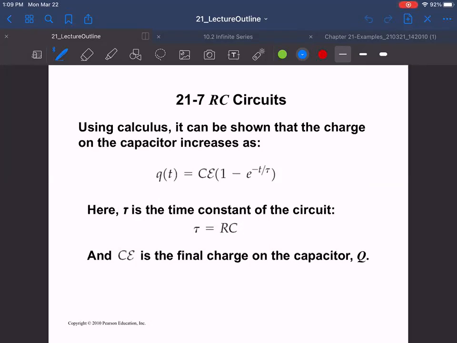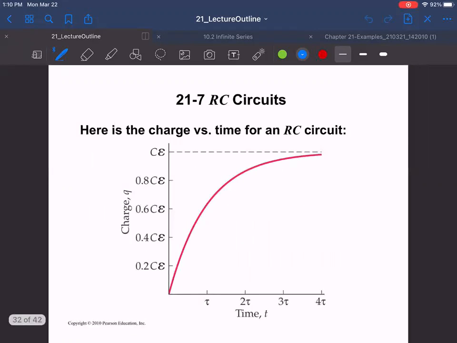It's called the time constant. It's called the time constant because you put different values of RC in there, and it changes what that tau becomes, and it changes how quickly it fills up. And then, of course, C times epsilon is the final charge that ends up on the capacitor, because charge is capacitance times voltage. So, very important equation there.